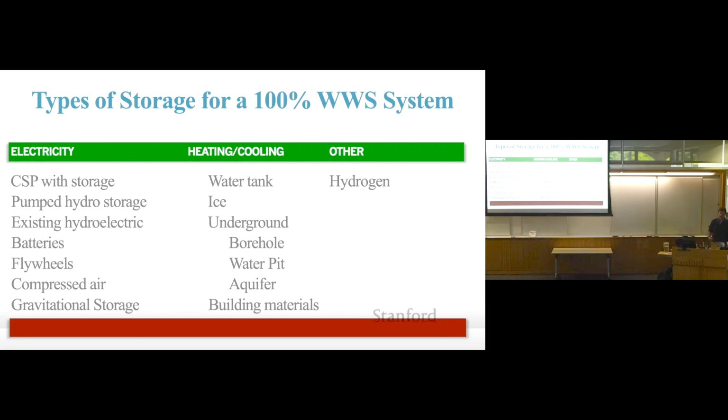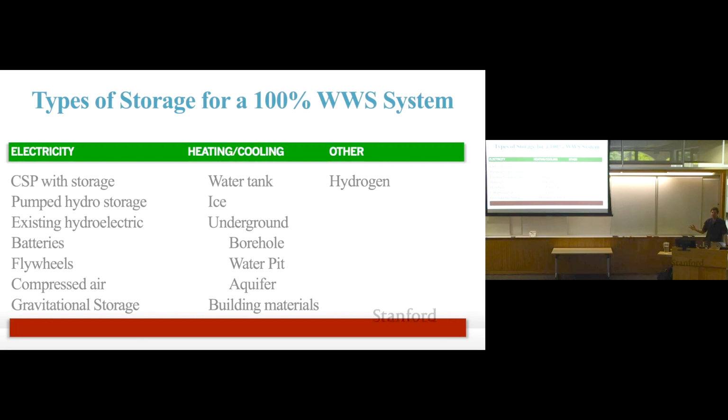But there are many electricity storage options that exist. Concentrated solar power, CSP, with storage. Pumped hydroelectric power is the largest source of electricity storage in the world today, aside from actual hydroelectric dams, which are also like big batteries. Batteries themselves, flywheels, compressed air storage, and gravitational storage with solid masses, which I'll mention in a little bit.